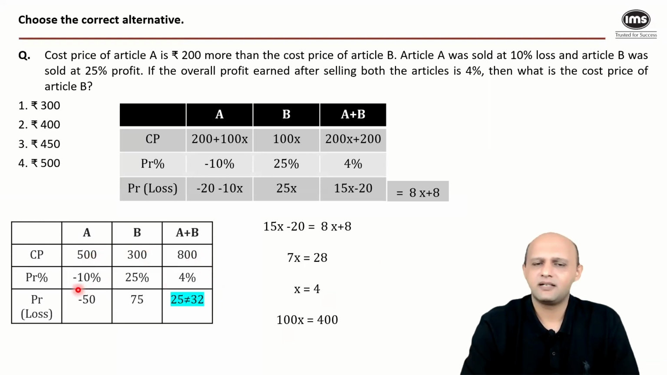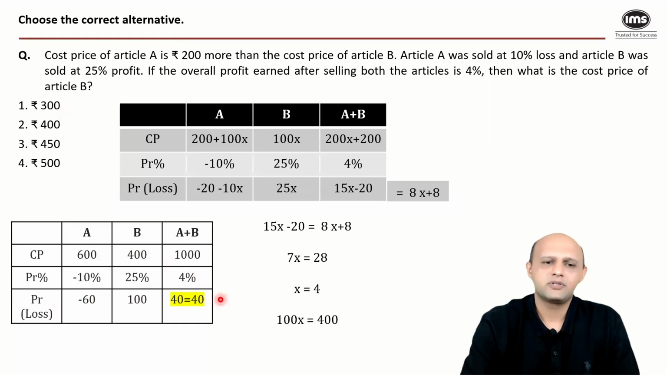These profit percentages are given to you, or loss percentage. This would be minus 50, which is the loss. 25% would be 75. So the sum here should be 25 and not 32, which is 4% of 800. So that's the problem there. Therefore, option 1 is ruled out.